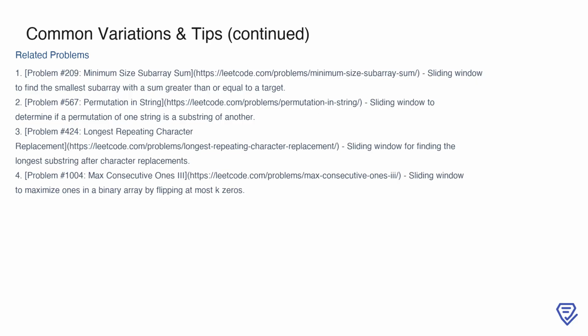Finally, problem number 1004, max consecutive ones 3, employs a sliding window to maximize ones in a binary array by flipping at most k zeros. These problems share common principles, so practicing them can deepen your understanding of sliding window patterns and help you recognize variations in their applications.